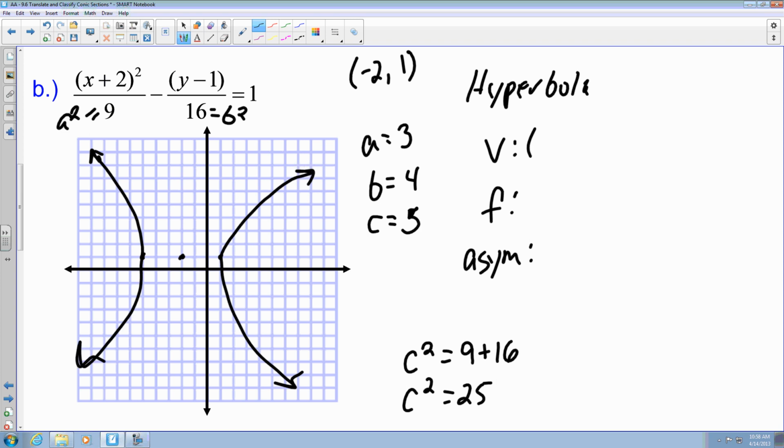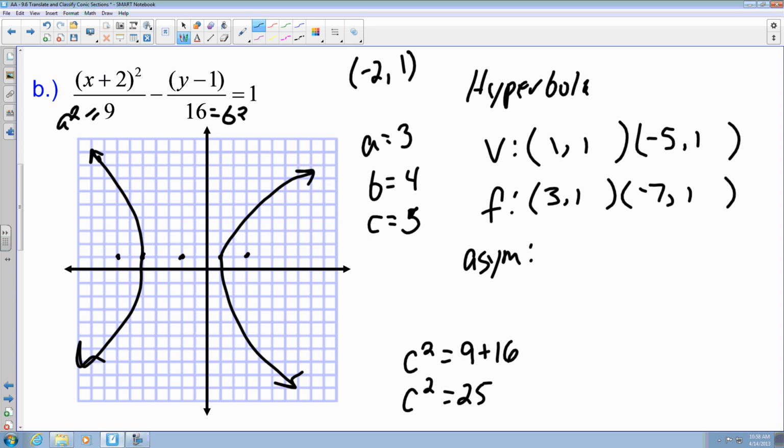And then the coordinates for the vertex here is at 1, comma 1. And the other one is at -5, comma 1. For my two foci, I have to go 5 units. My foci are here, and I go 5 units to get another one here. So one is at 3, comma 1, and the other one's at -7, comma 1.